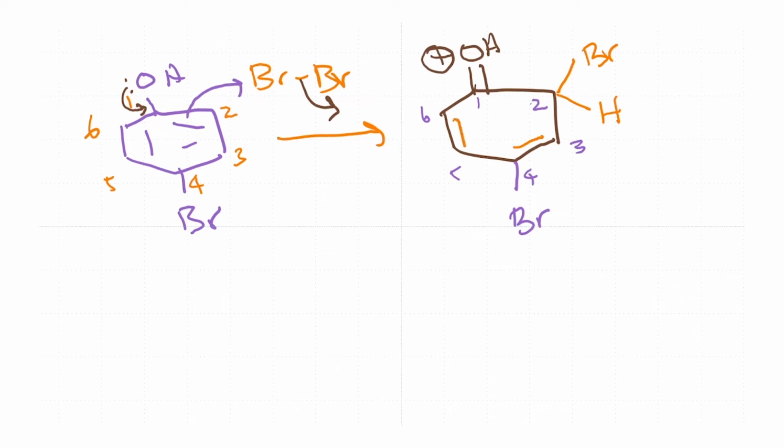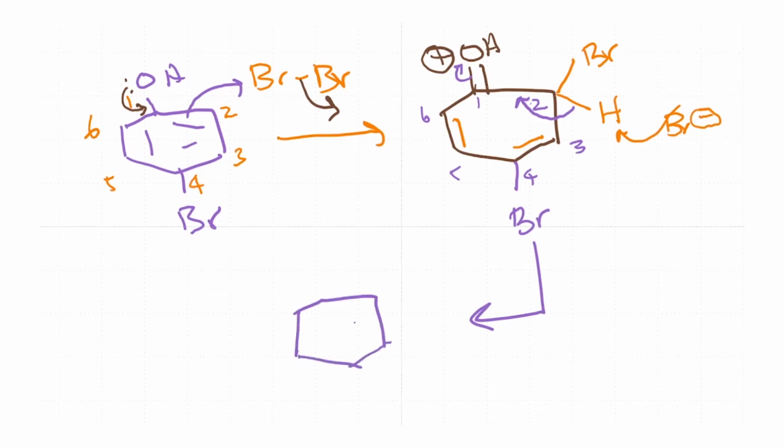Okay, so now if you have Br minus or any other base attacking here, you can propose that this bond can break and the new bond is formed, and it goes back to the phenol. Okay, so let's carefully redraw the structure.